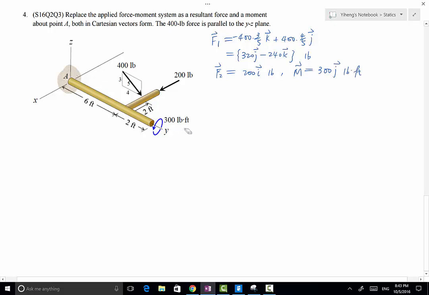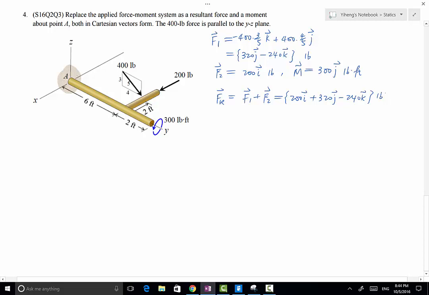And then the next step is to determine the resultant force. To determine the resultant force, we simply add all the forces together, F1 plus F2. So that's simply 200I plus 320J minus 240K in the unit of pound.